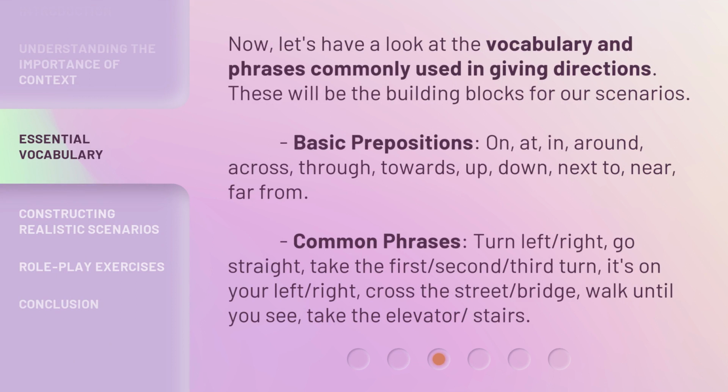Now, let's have a look at the vocabulary and phrases commonly used in giving directions. These will be the building blocks for our scenarios. Basic prepositions: on, at, in, around, across, through, towards, up, down, next to, near, far from. Common phrases: turn left, right, go straight, take the first, second, third turn, it's on your left, right, cross the street, bridge, walk until you see, take the elevator, stairs.